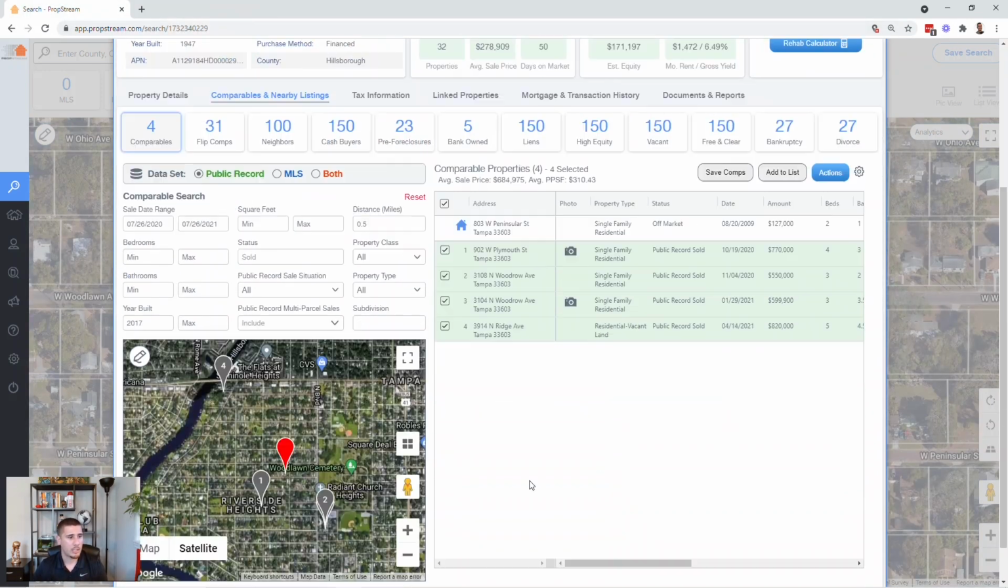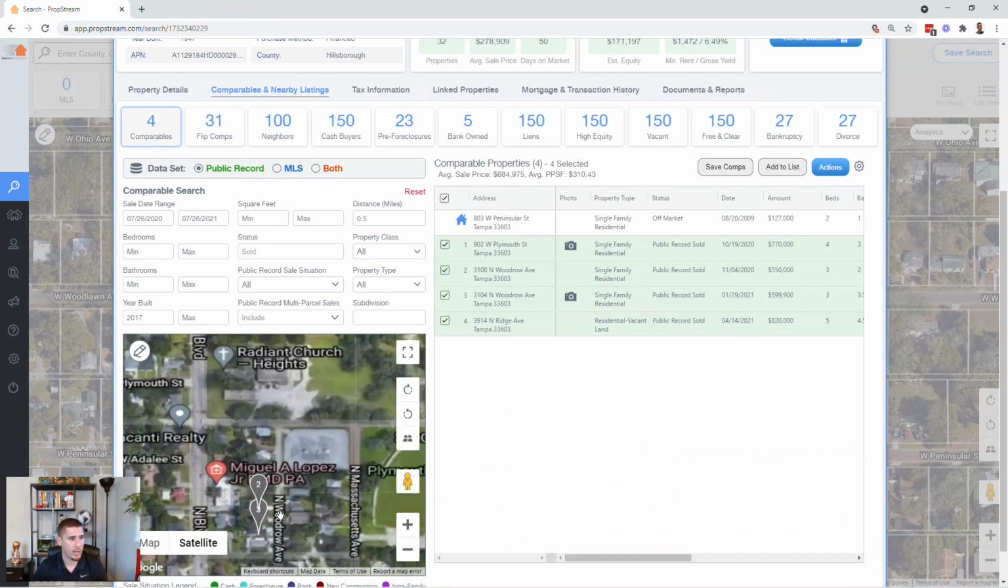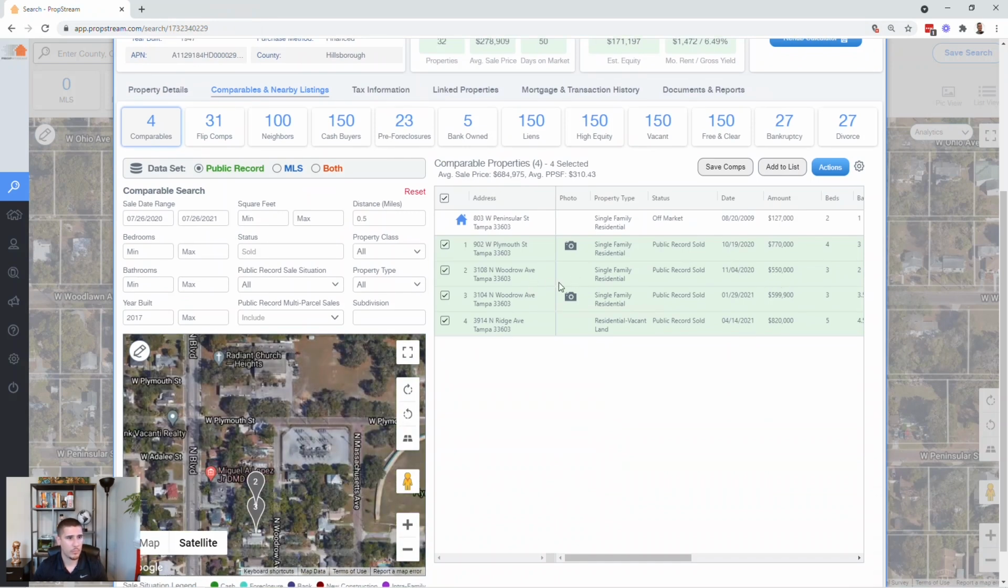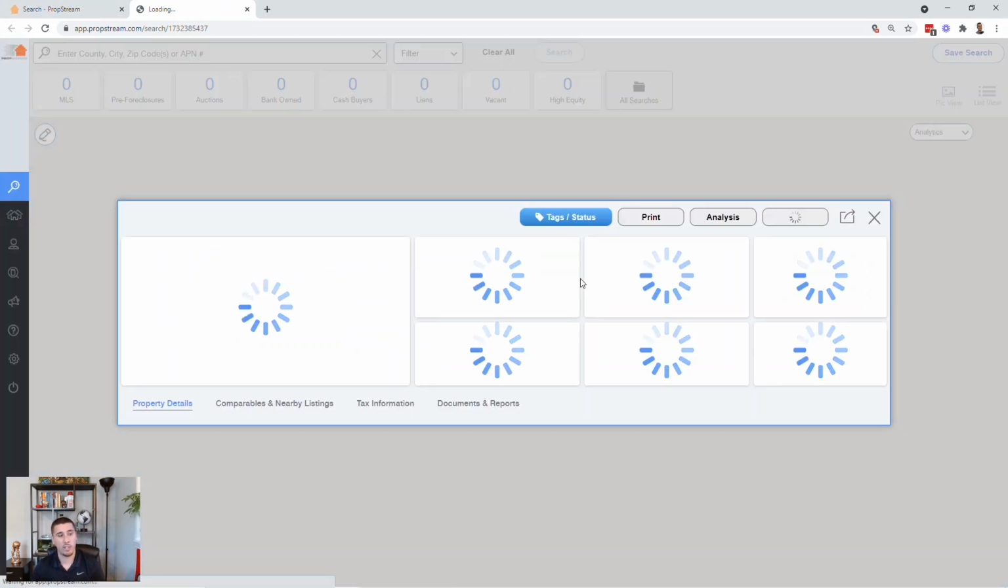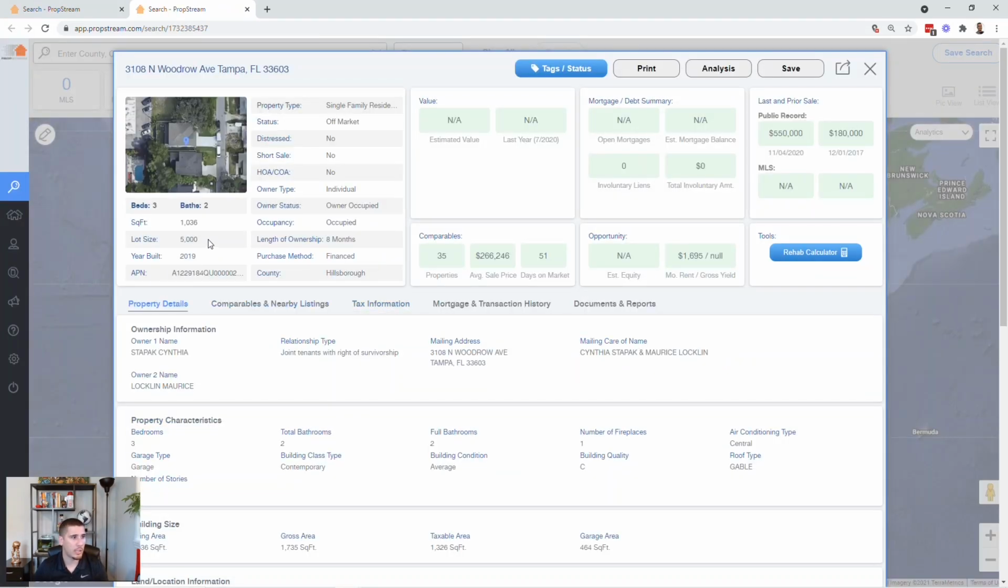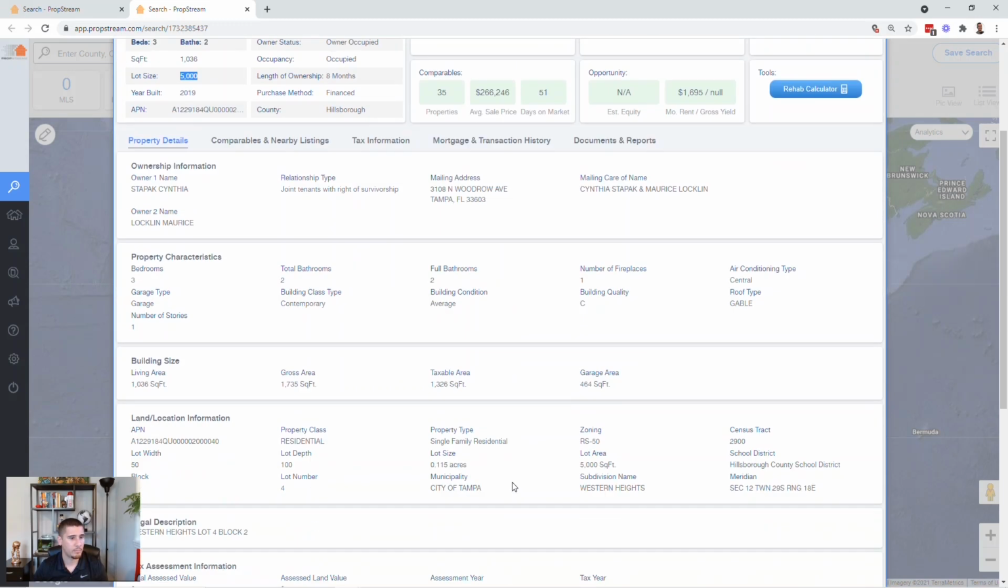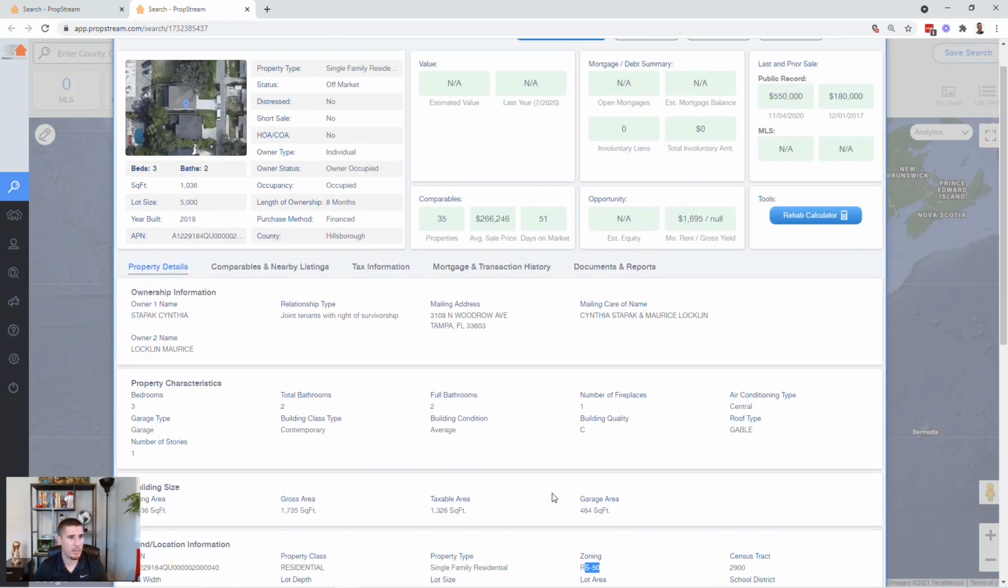Let's look at another one. Let's look at these right here, number 2 and 3. Let's click on details for this. We're going to do the exact same thing. We're going to look at the lot size, the zoning, and then the transaction history. The lot size is 5,000. The zoning is RS50, the same zoning.